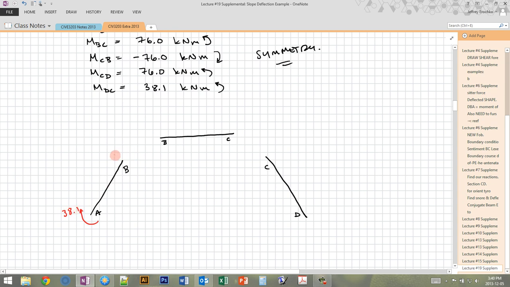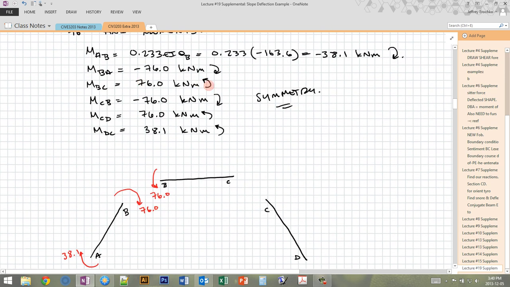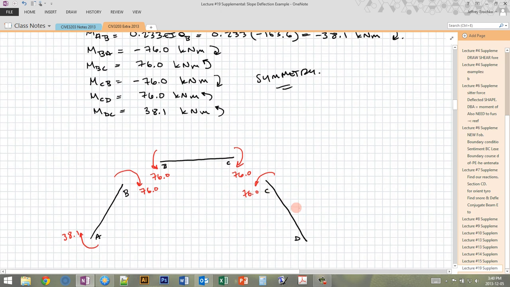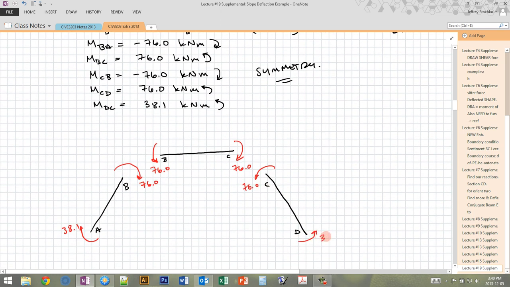38.1, MAB is also positive, 76.0, right? This one is BC, which is positive, which means it's counterclockwise. This one was negative, which means it's clockwise. CB is negative, which is clockwise, 76.0. And we have the other two over here that look like this.